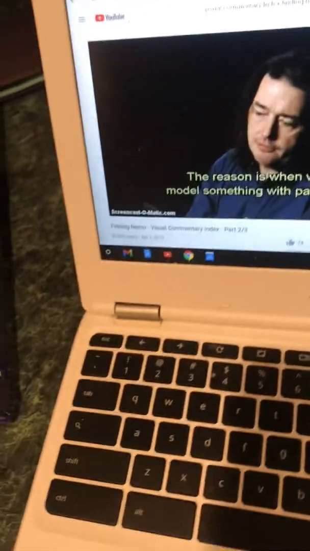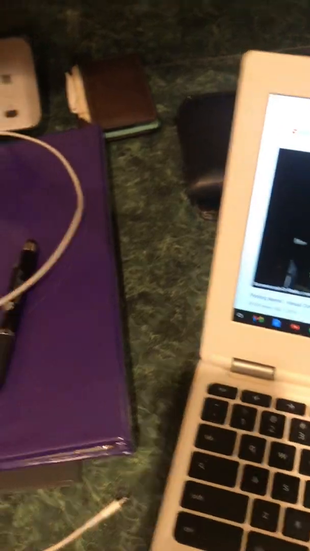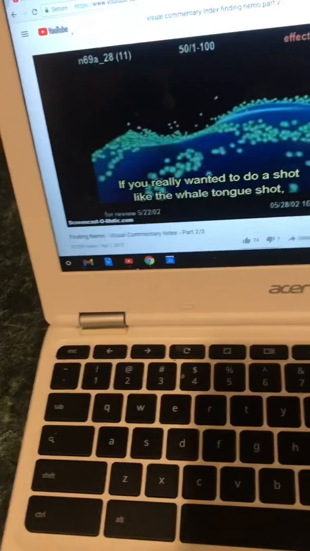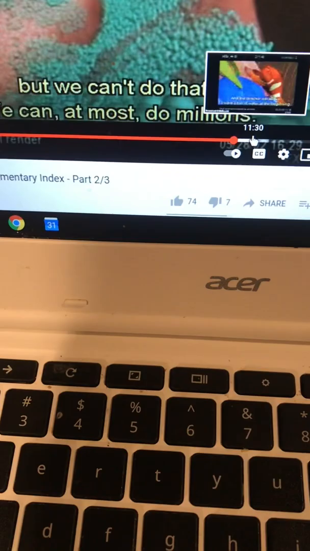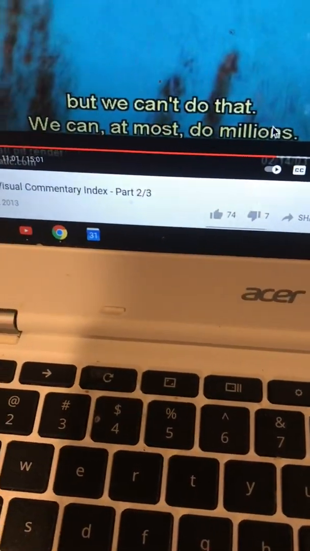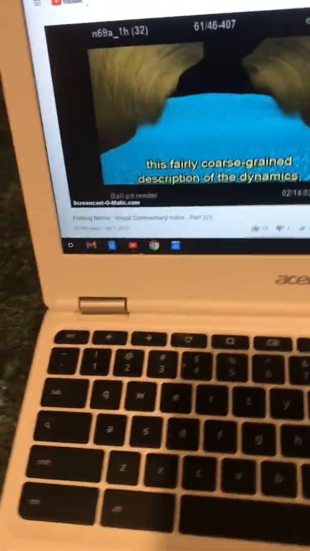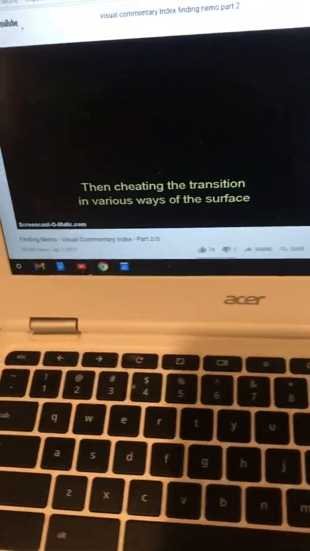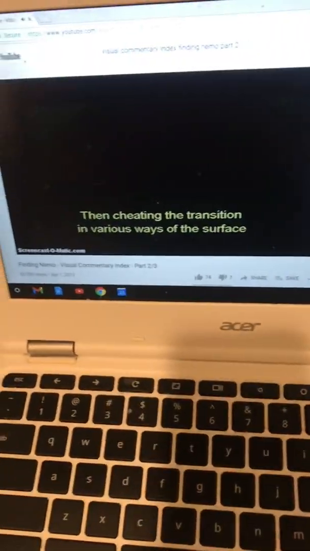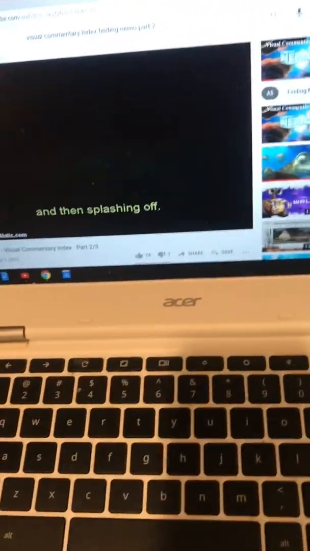And the reason is when we model something with particles, the particles we use are bigger than the size of a spray drop, just because of the computational requirements. If you really wanted to do a shot like the whale tongue shot, you would really need billions of particles of water, but we can't do that. We can at most do millions. And so we have a lot of tricks that go into taking this fairly coarse-grained description of the dynamics, turning it into a surface as the surface moves around, and then cheating the transition in various ways of the surface from a solid surface of water breaking down into spray and then splashing off.